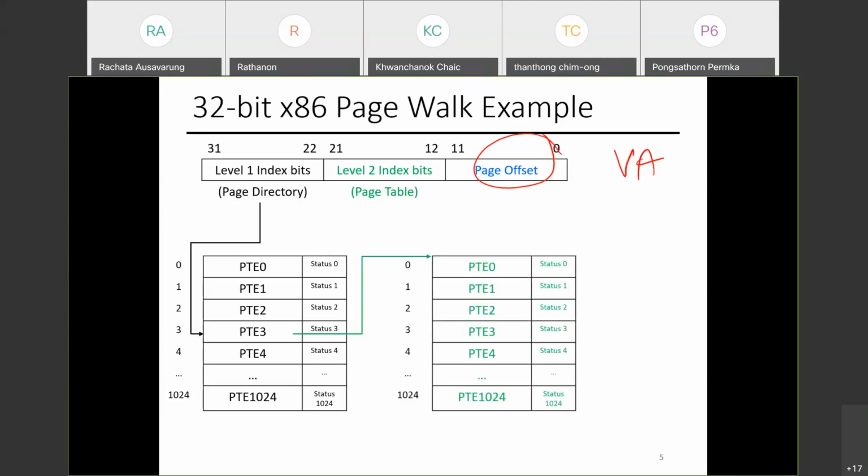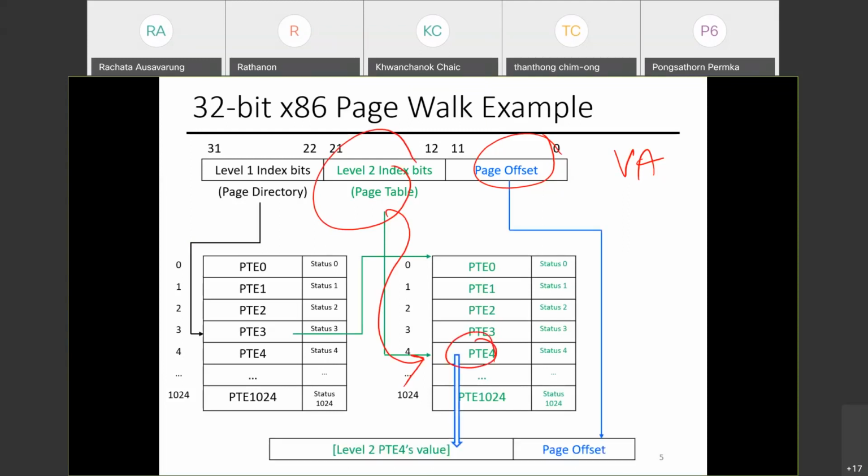The content of the PTE would then be used to look up the next level page table, which you then index based on this level 2, right? It comes down here. And then when you get PTE4, this PTE4 gets copied right here. You concatenate the offset right here, and then you get the physical address, PA. That's it, right? The physical address tells you where in DRAM I am accessing.